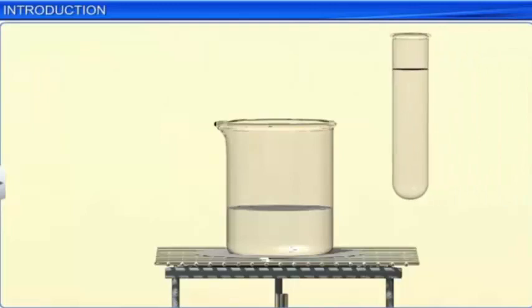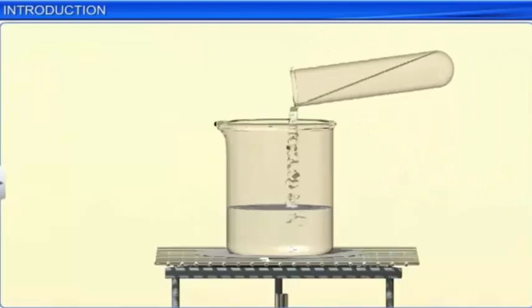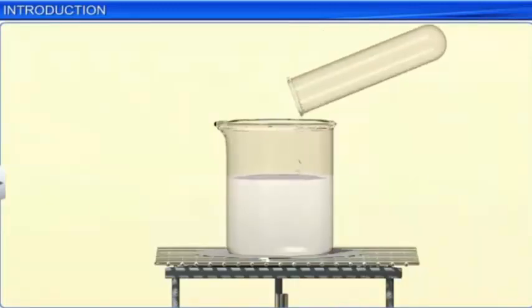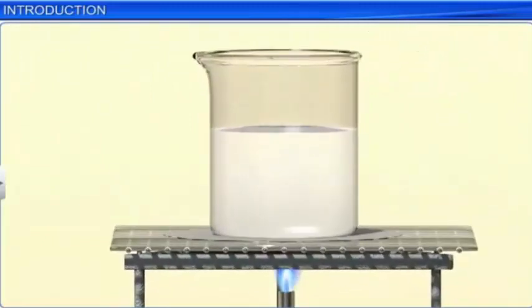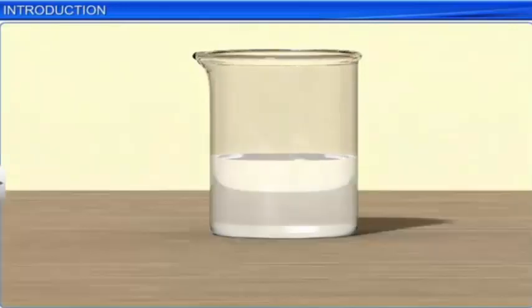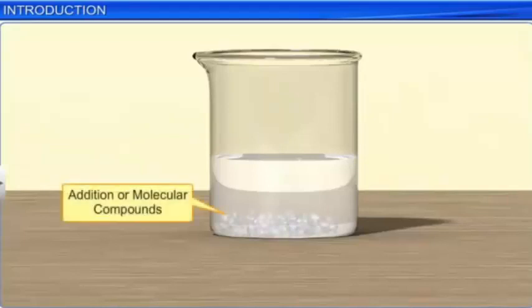When two or more stable compounds are allowed to combine in stoichiometric ratios, crystalline compounds are formed. These are known as addition or molecular compounds.